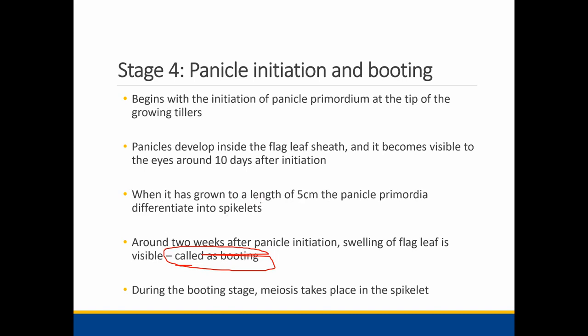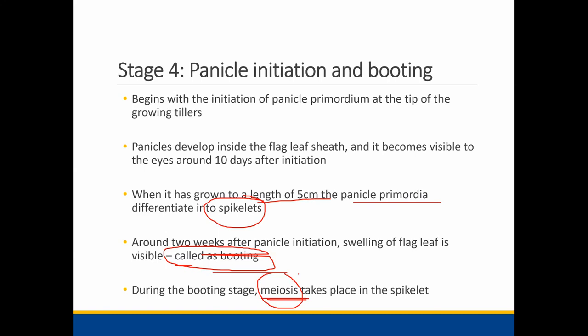And when the panicle has grown to a length of around 5 centimeters, the panicle primordia differentiate into spikelets, where it will produce flowers. That's from where they develop into flowers. And then during the booting stage, meiosis takes place in the spikelet. So we said that the spikelet will develop, and it will have developing flowers.